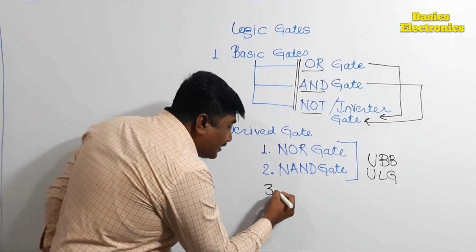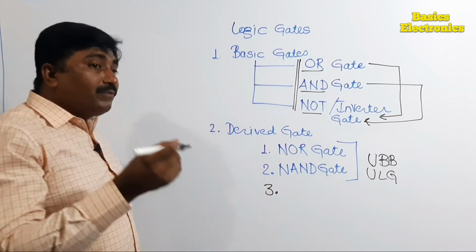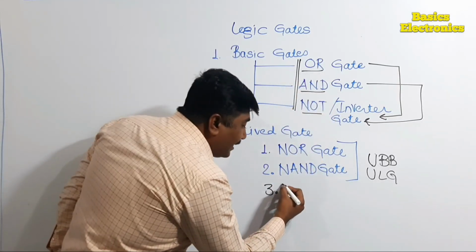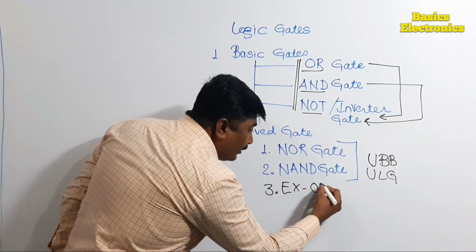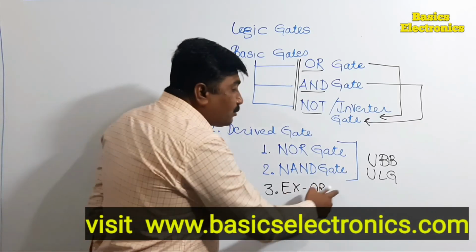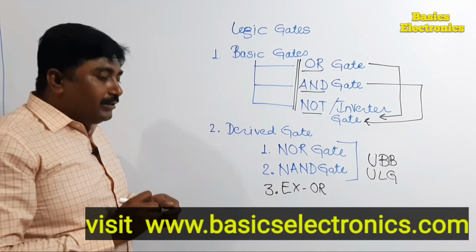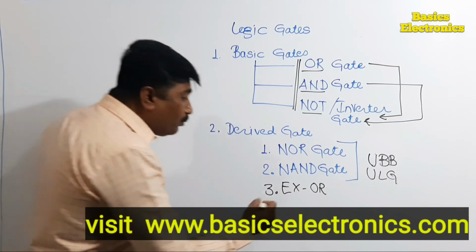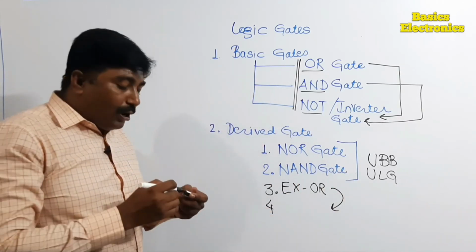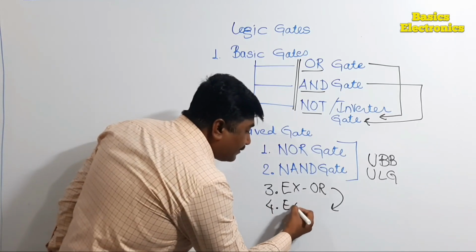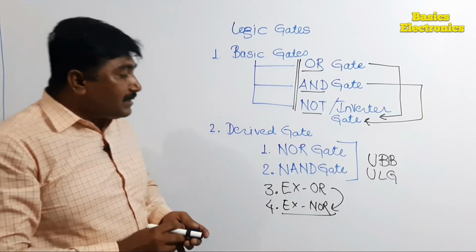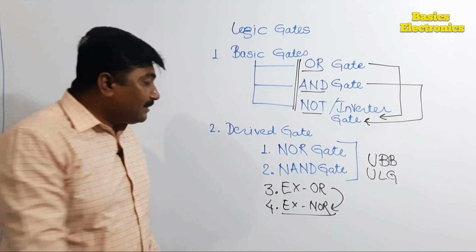The third gate is also there, derived using the OR, AND and NOT gates. That gate we call the XOR gate, exclusive OR gate. This is a special purpose gate generally used for mathematical operations. The fourth gate is constructed by using the XOR gate, and that gate is the XNOR gate. So these are the types of gates.